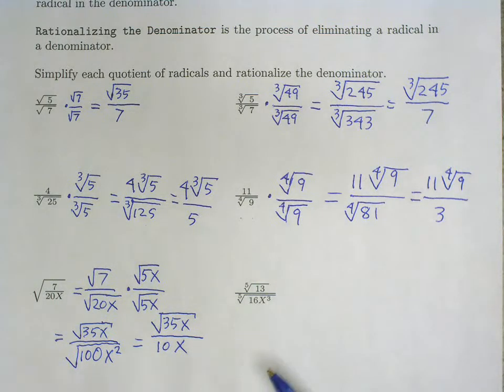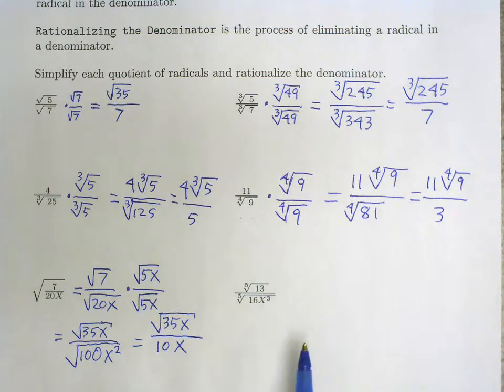Okay, one more on this page. The fifth root of 13 divided by the fifth root of 16x to the third. We want to get rid of the fifth root in the denominator, so we have to figure out what form 1 takes this time. 16 is 2 to the fourth, so if you multiply 2 to the fourth times 2, you get 2 to the fifth.